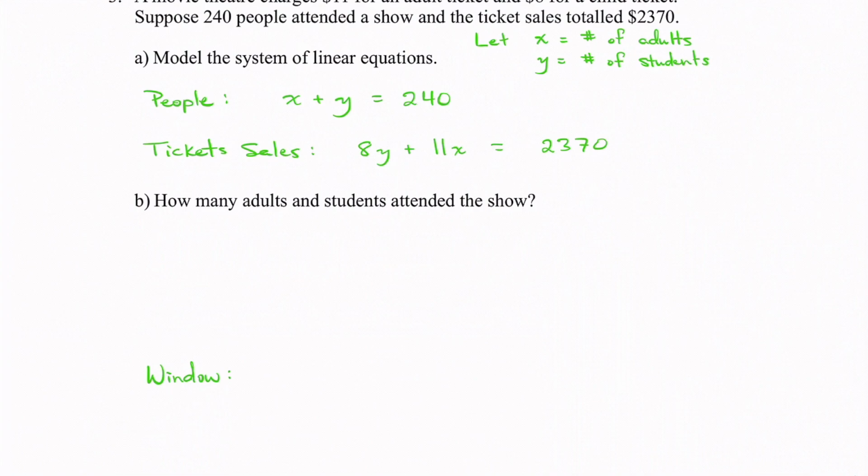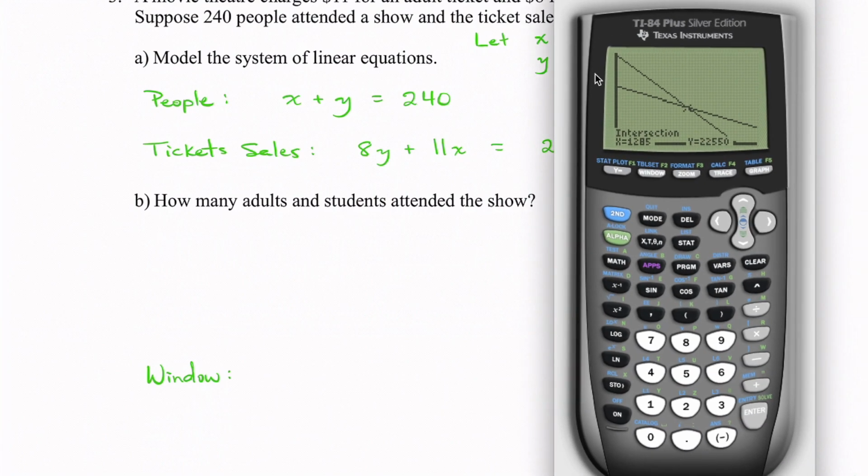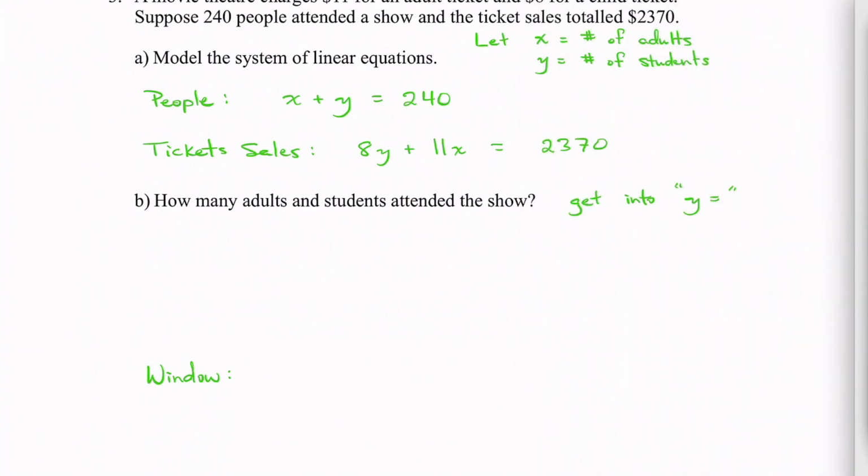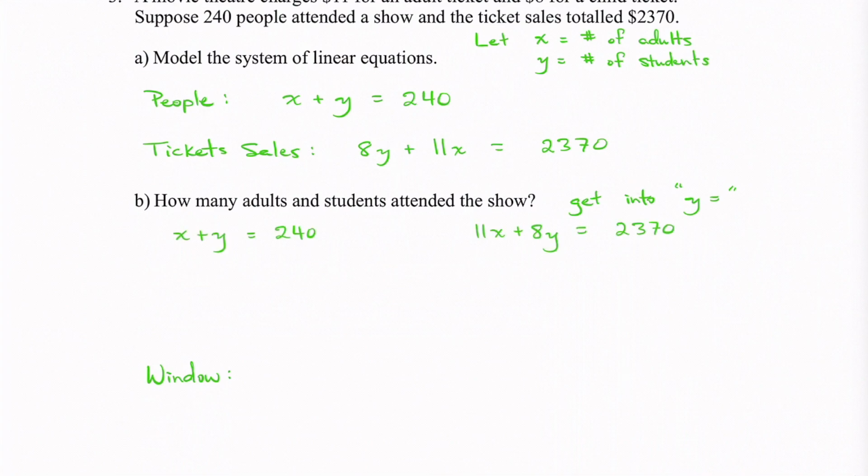So to do this graphically, we have to get it into Y equals. So I'm just going to write that, get into Y equals, because that's the only way I can enter it in my calculator. I'll show you right here. If I go to Y equals, I can only type in Y equals and then the rest of the stuff. So I'm going to change these into Y equals. So here are our two beginning equations.